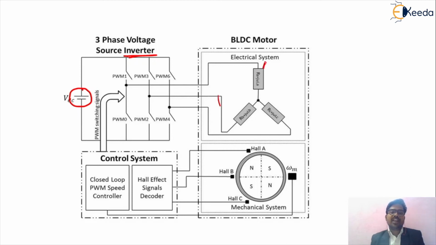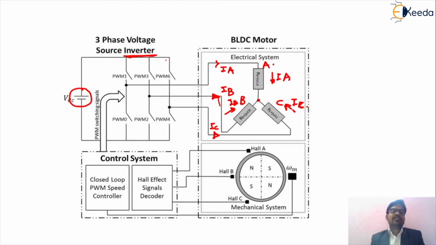This is called phase A, this is winding B, and this is winding C. This current will be IA, this current will be IB, and this current will be IC from that particular circuit. So the direction of current IA, the direction of current IB, and the direction of current IC. These are the three currents which will be flowing to the armature winding of a BLDC motor. This is the neutral point, because as we know, the armature winding is connected in star connection.